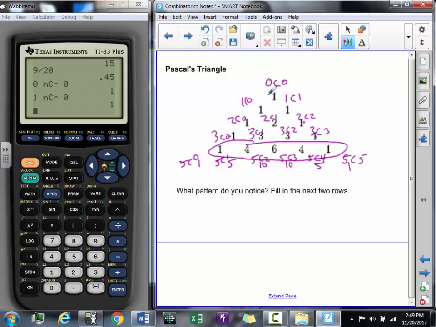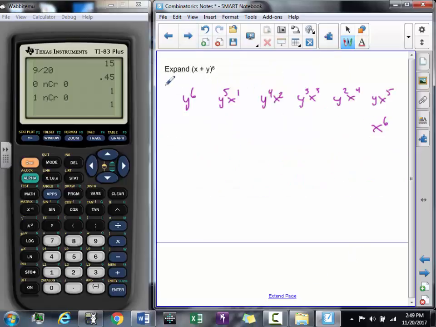Because technically this was the first row, the second row, the third row, the fourth row, the fifth row, the sixth row. So if we're looking for the seventh row, the way it's going to work is that this is going to be 6 choose 0, 6 choose 1, 6 choose 2, 6 choose 3, 6 choose 4, 6 choose 5, and it should always add up nicely. This last one should be 6 choose 6.